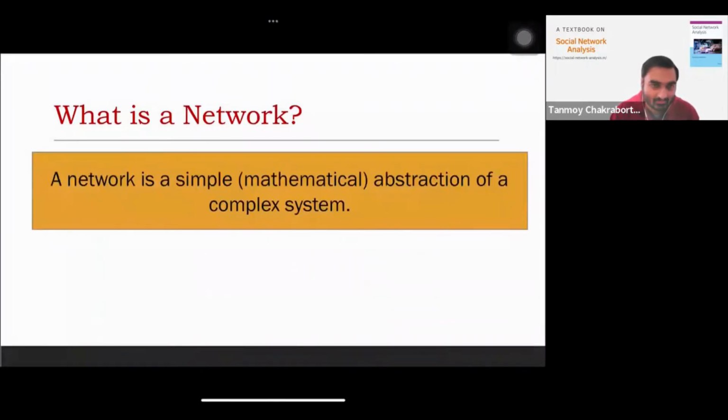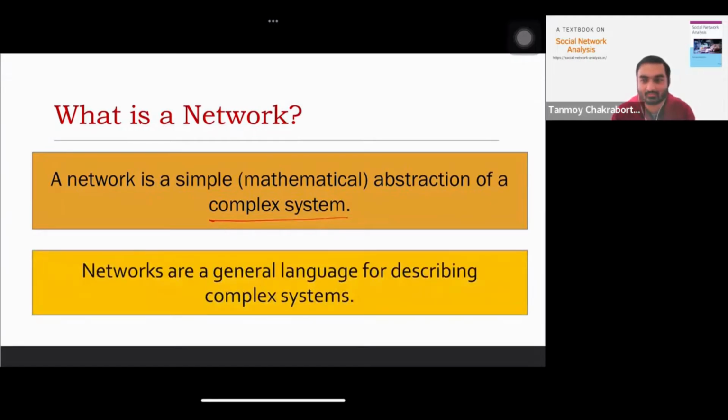Okay, so now, what is a network? A network in general is a simple abstraction of a complex system. I have used the term complex systems; I will discuss what complex systems are. In other words, sometimes people define a network as a general or generic language for describing a complex system. These definitions may sound a little vague, because what I mean by a general language or abstraction is not very well defined. I will try to define it mathematically in the next slides.